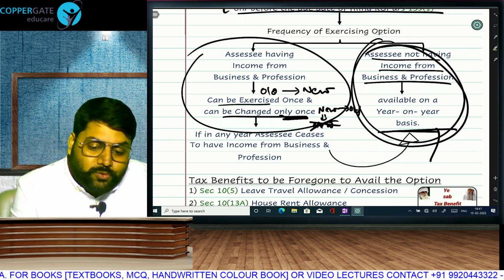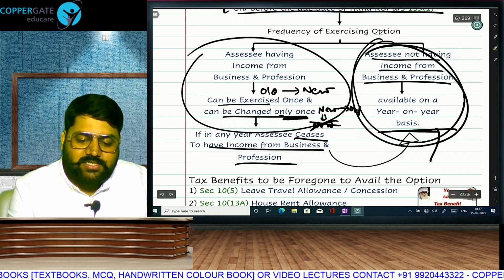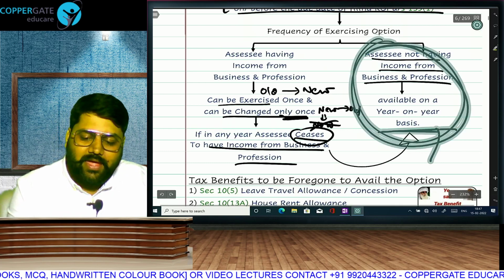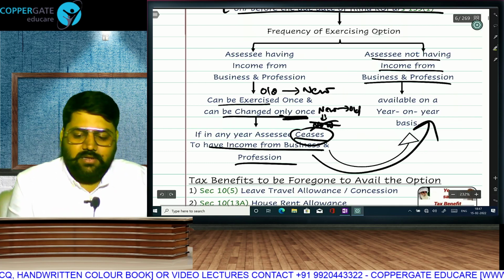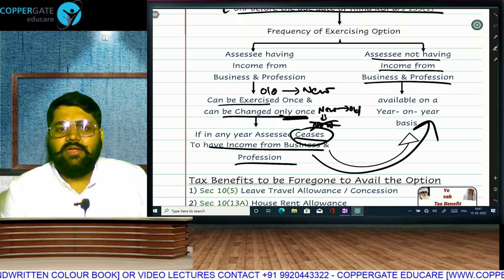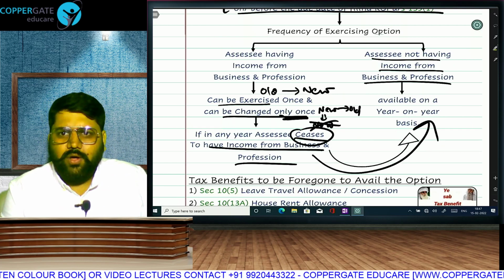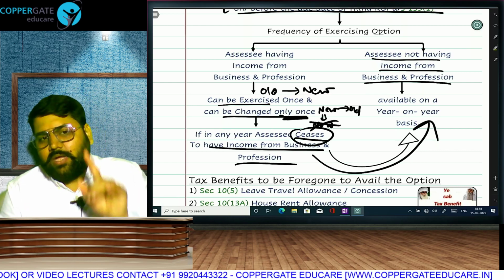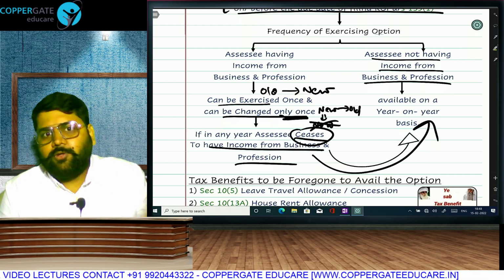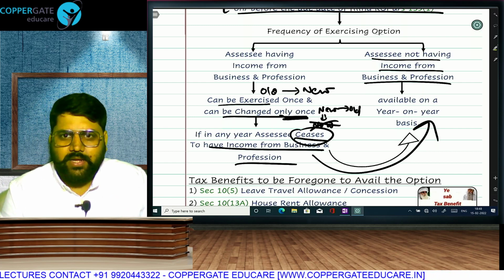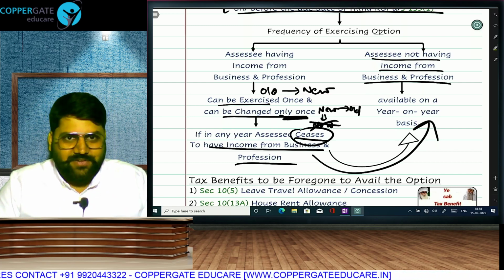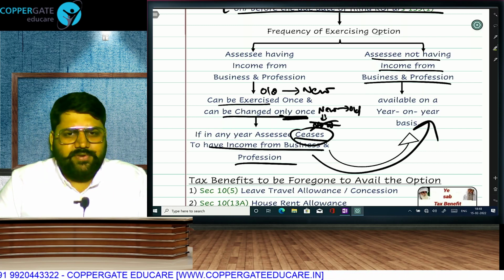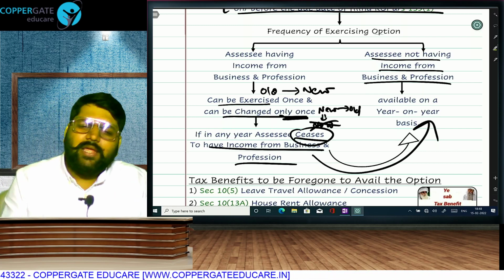So old to new allowed, new to old allowed, but now you cannot go back to new. But if you cease business, cease means to stop, if you stop having income from business or profession, then you will become an assessee not having PGBP and can change the option on a year basis. So if you have PGBP, you can go to new, come back to old, but you cannot go to new again. But if you stop business, then you can change every year. And if you don't have PGBP already, you have the option of changing every year. This is the applicability only in 115BAC.